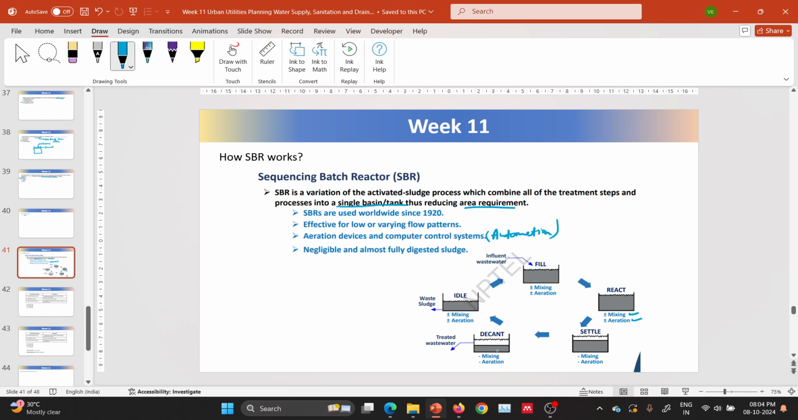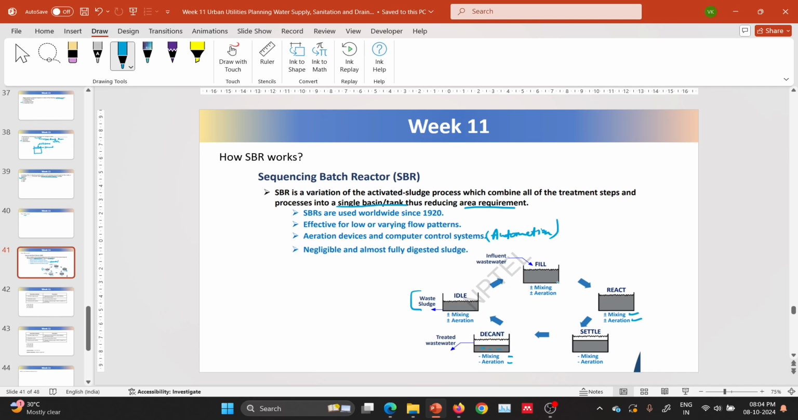So during the decanting also the mixing and aeration is stopped, that's why it is minus, and plus minus means mixing and aeration can or cannot be provided. During the decanting the effluent, the treated wastewater, is removed, and in the idle phase the waste sludge, if this excess sludge develops, it can be removed, and then again we can fill it for the next cycle.